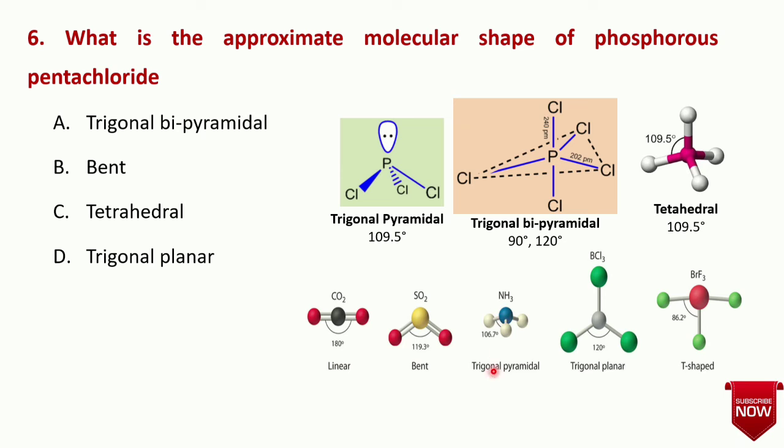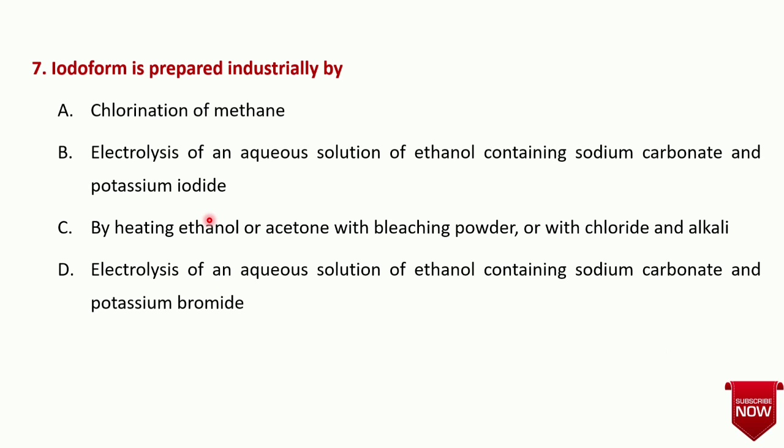And ammonia, we can observe trigonal pyramidal, the same as phosphorus trichloride. So trigonal pyramidal NH3. And we can observe trigonal planar, for example BCl3, boron trichloride. And T-shaped also we can observe, that is bromine trifluoride. So these are some molecular shapes we can observe. Here our question is phosphorus pentachloride, which is trigonal bipyramidal.